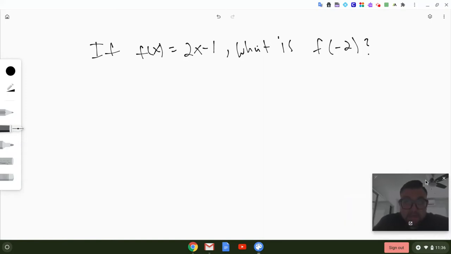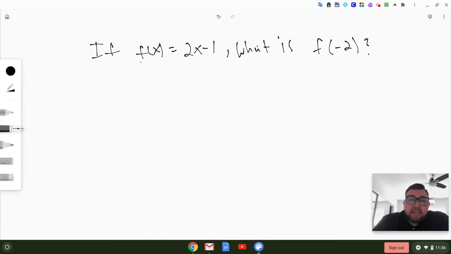This video is going to be on how to evaluate functions. So if you guys are still struggling on this, it's not as complicated as it looked. I know that when we check this stuff out, we see this f here and this x here, and we also see some sort of equation, and then we see what is f of -2.